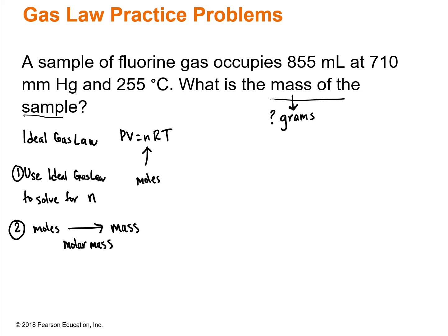The other thing you need to know: fluorine gas is a diatomic molecule. So that means its chemical formula is F2. When you're calculating that molar mass, it's going to be fluorine times 2.